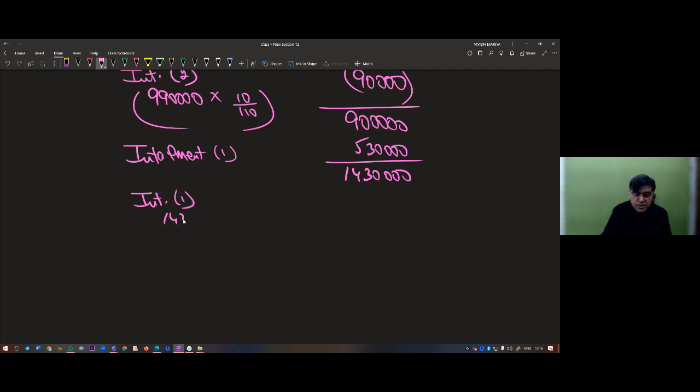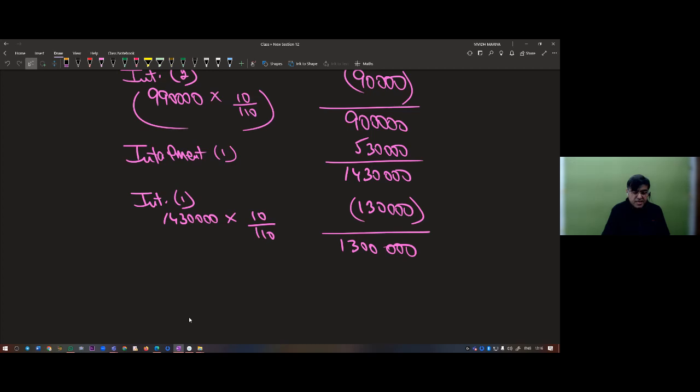Interest 1 is 14,30,000 into 10 upon 110. It is 1,30,000. So 13 lakh is the down payment, and the down payment is 10 lakh. Answer is 23 lakhs.